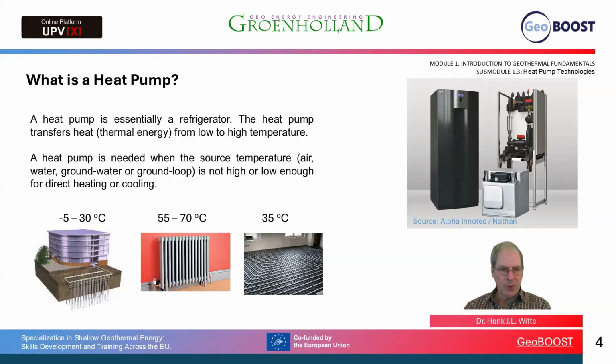If we take a look at what we can get from the ground, what kind of temperatures we can expect, we can see that, for instance, in Scandinavia, after a long winter, 30 years of operation, the ground temperature may be down to -5. Whereas in the south, after 20 or 30 years of operation and a lot of cooling in summer, the temperatures may rise to around 30.